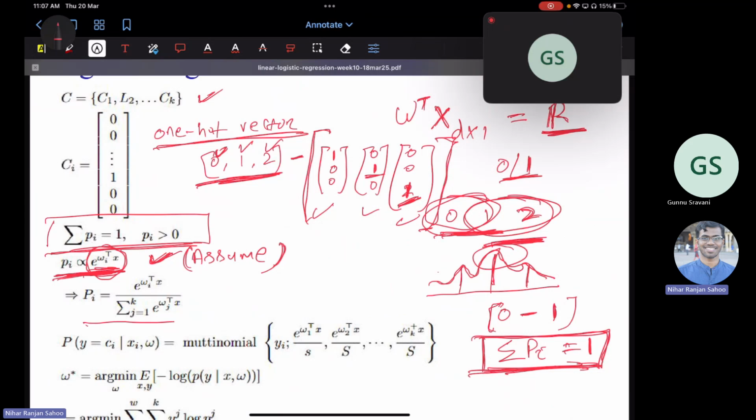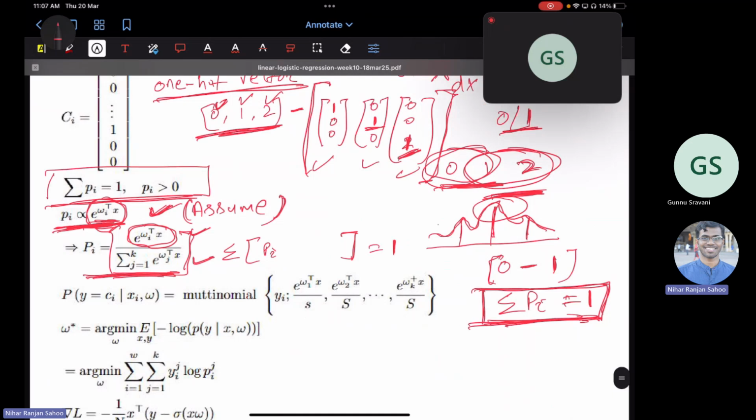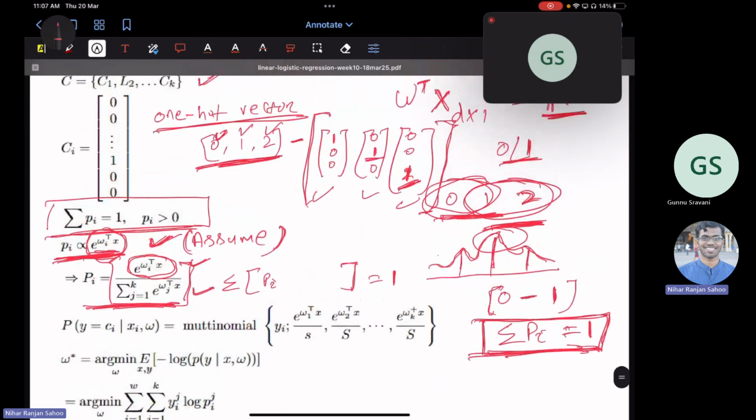Now we can get exactly what the probability will be. The exact probability is that particular term for the ith class over all the k classes: e to the power W transpose x for the ith class in the numerator, and in the denominator, e to the W transpose x summed over all the k classes. That gives us a probability distribution. If you sum all the terms in this pi vector, it will be equal to 1, because this is a probability distribution. Now, in logistic regression, how do we apply this?